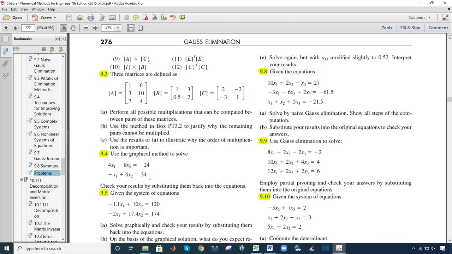You have to draw the graph of these two equations and find the values of x1 and x2, and when you put those values which you have found by graph into these two equations, they should be satisfied. Means when you put the values of x1 and x2 in this equation, the answer should be minus 24. When you put the values in this equation, the answer should be 34. Let us move toward its solution.